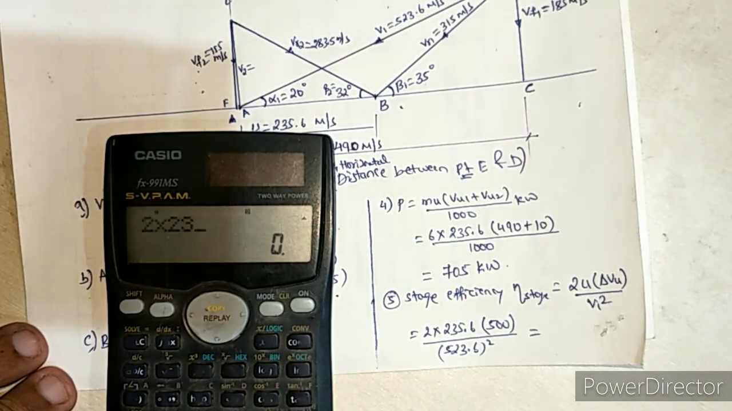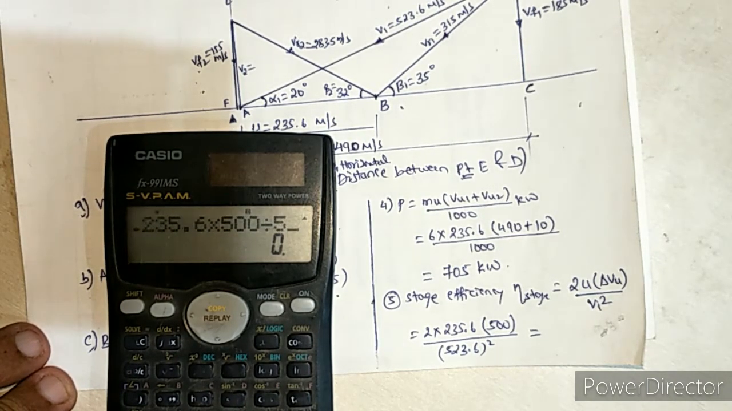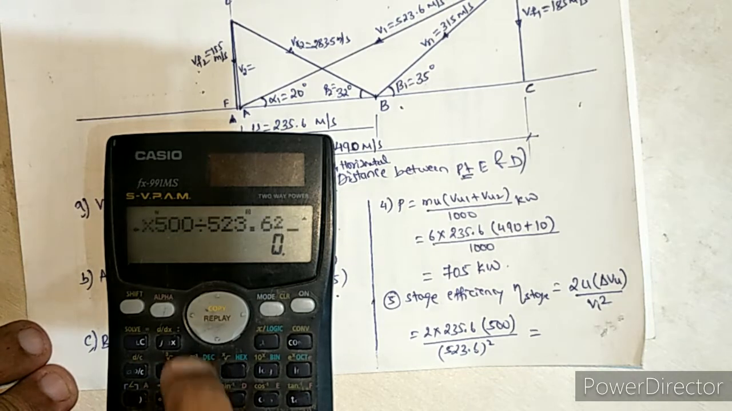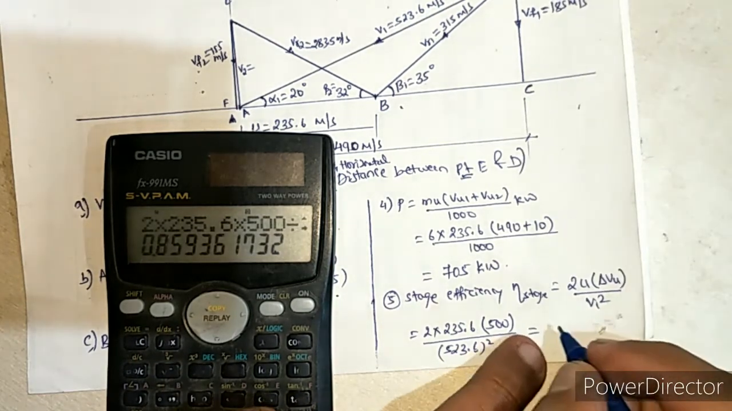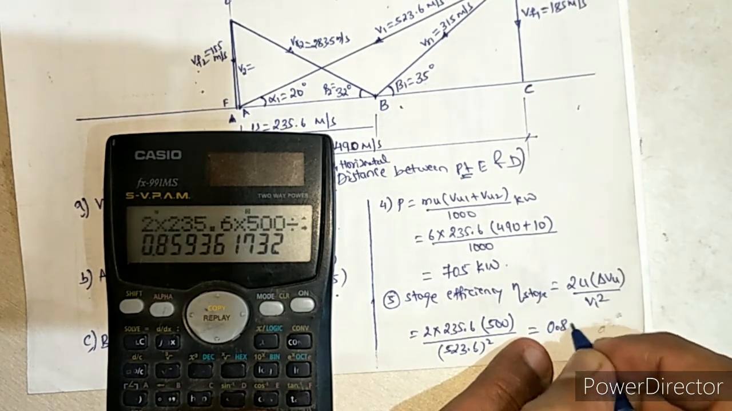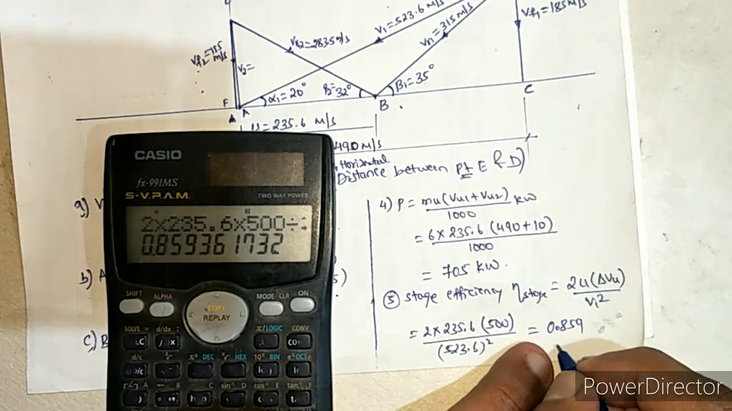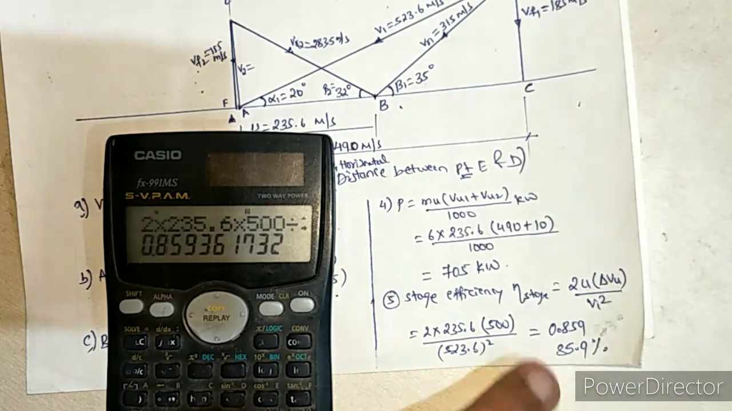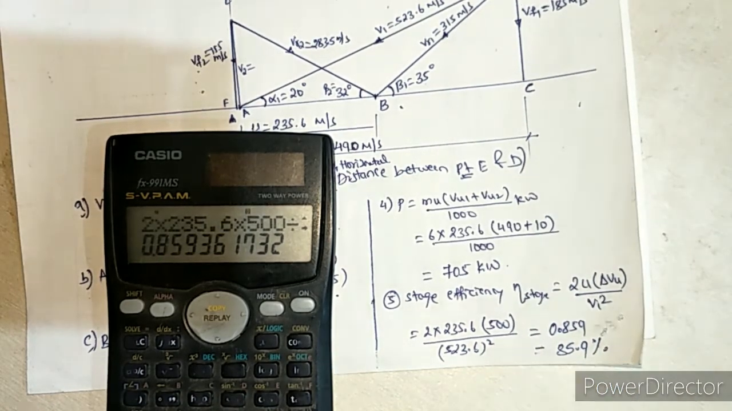So I will get stage efficiency as 2 into 235.6 into 500 divided by 523.6 square. So I will get the stage efficiency as 0.859, or I can say 85.9%. 85.9% is the stage efficiency.